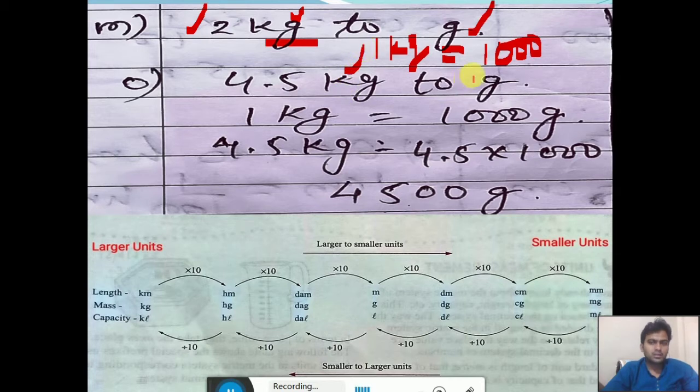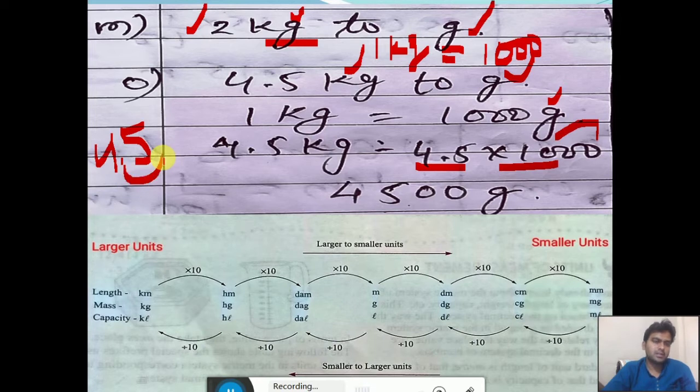4.5 kilogram to gram. So 1 kg we know is 1000 gram. So multiply 1000 into the 4.5. Now, as you know, when a decimal number is multiplied by 10, 100 or 1000, the decimal point will move towards the right-hand side. How many places will the decimal point move? As many as the number of zeros in the multiplier. The multiplier has 3 zeros, so the decimal point also moves 3 places.